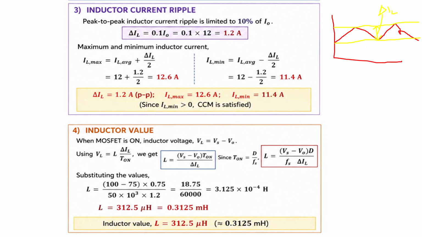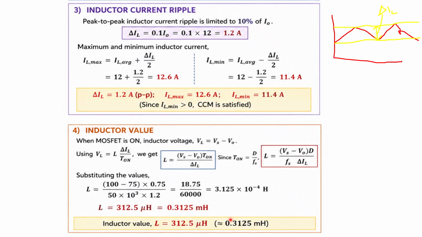For calculating that, what is given in the question? Ripple is given as 10% of I naught. We have already calculated I naught in the previous question. I naught is nothing but 12 ampere. So what is 10% of 12 ampere? 0.1, or 10 by 100 into 12, will give you the ripple current. On solving that, you will get 1.2 ampere. So this is your ripple current.